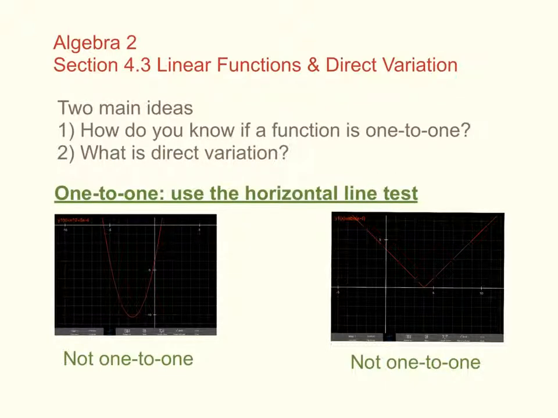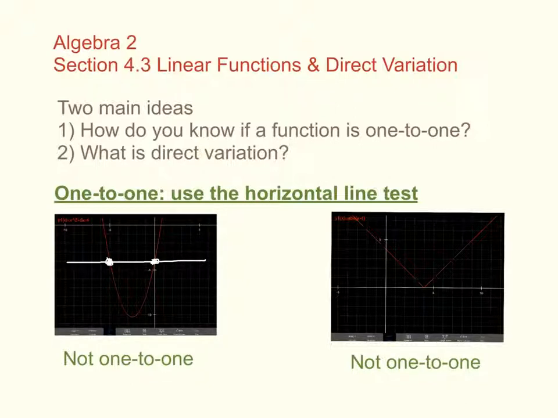Determining whether a function is one-to-one can be done using a graph. I have two graphs to begin with. The one on the left is a parabola, that's a quadratic function. If we perform the horizontal line test and draw a horizontal line across the graph, we'll touch the red graph, the parabola, in two places, meaning that it fails the horizontal line test and that function is not one-to-one.